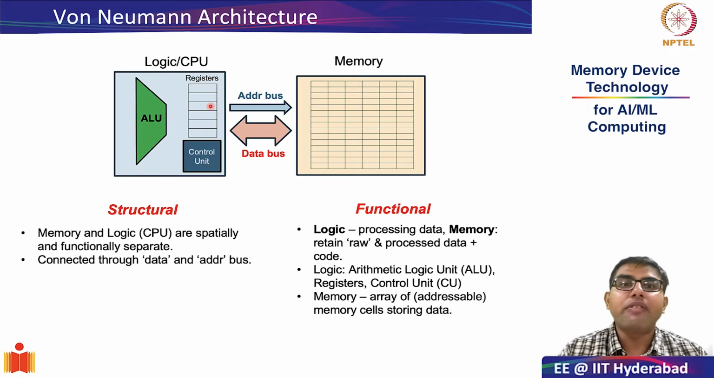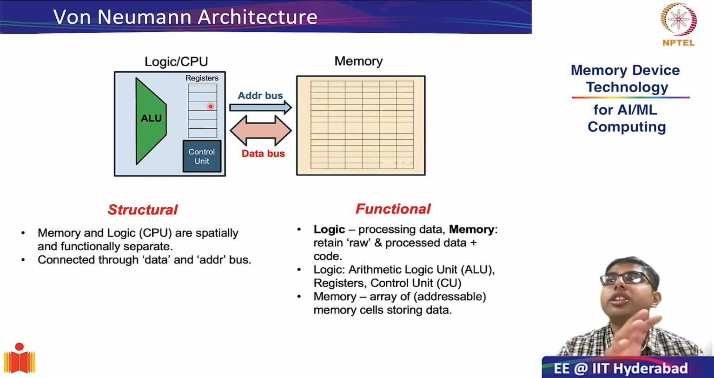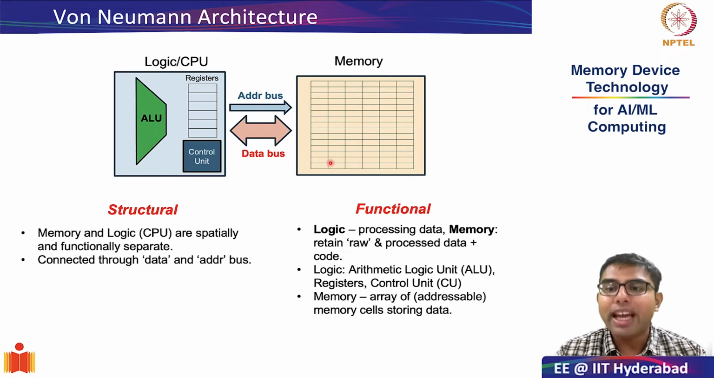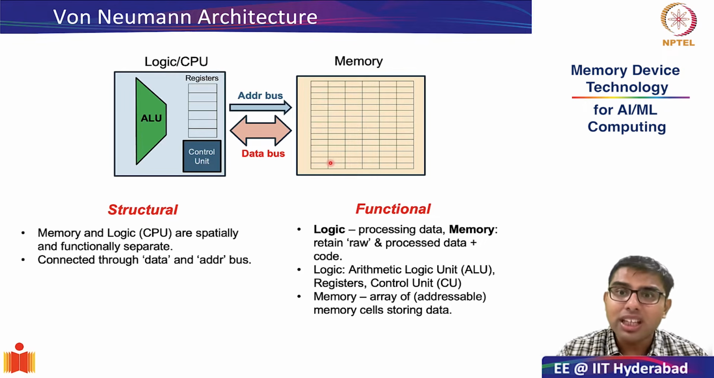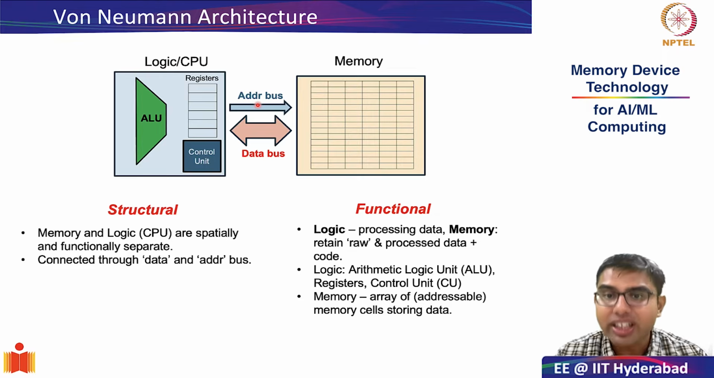Okay, now that we have understood functionally what the logic or the CPU element is, let us carefully look at what the memory element is. As you can see from the diagram, the memory element consists of an array of addressable memory cells which stores data. Here the key technical term is addressable. What does it mean to be addressable? It means that every memory location has a unique ID or address which can be accessed by asserting that particular address on the address bus from the logic element.